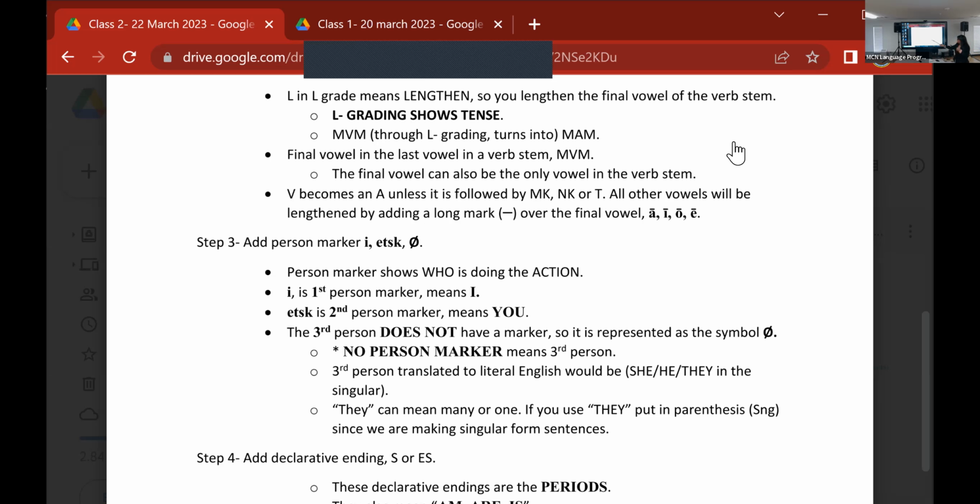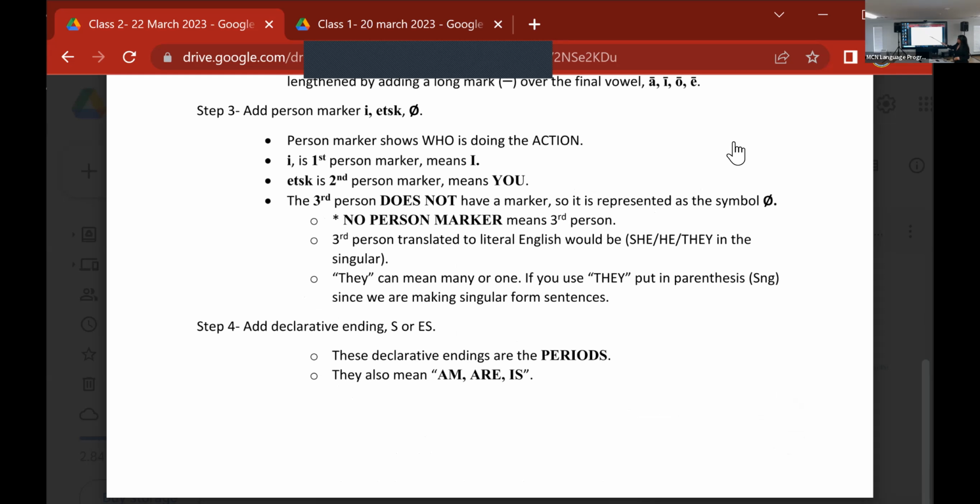Third person translated literally into English would be he, she, they, and it in the singular. So you can say it, and you're talking about the dog. You know, the dog dropped a bone, it dropped the bone. So you know it's a singular dog. I forgot to put that up there, so if you want to write in there, it can also be it. They can also be used for many or one. If you use they, put it in parentheses. Because we're doing singular right now, you put it in parentheses and do SNG, so we know we're still talking about singular. This is just for this module that we're learning, since we are making singular sentences.